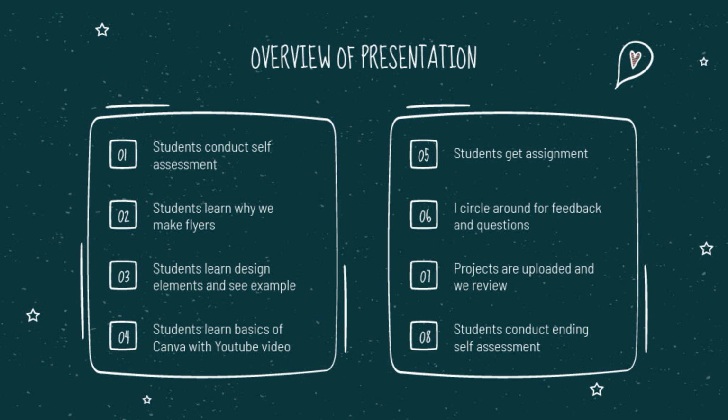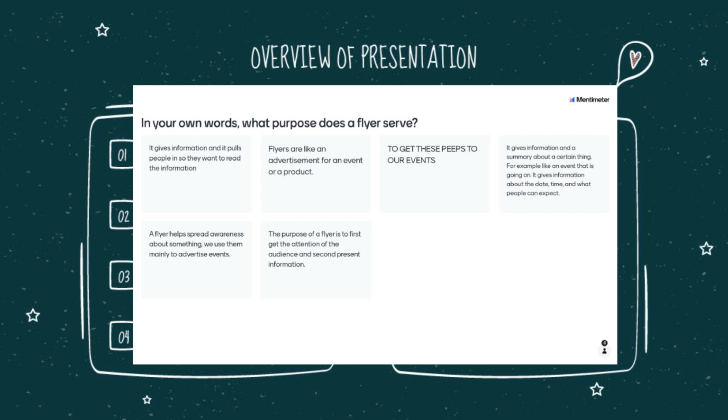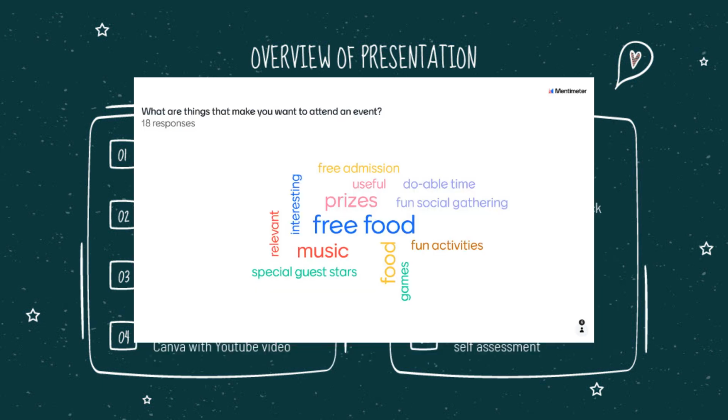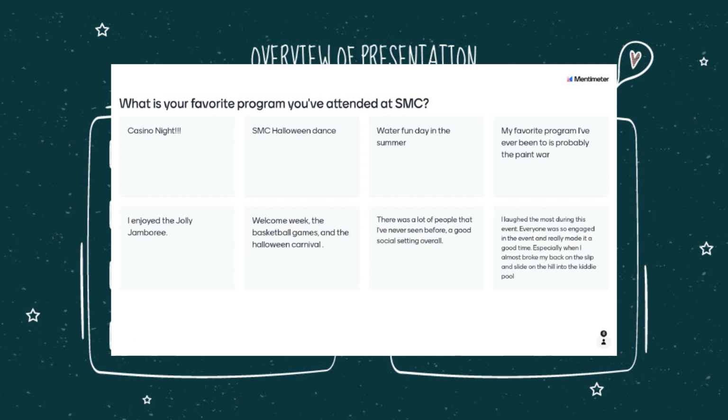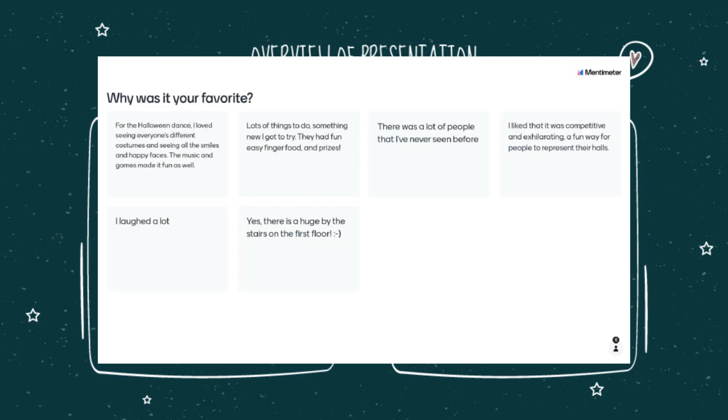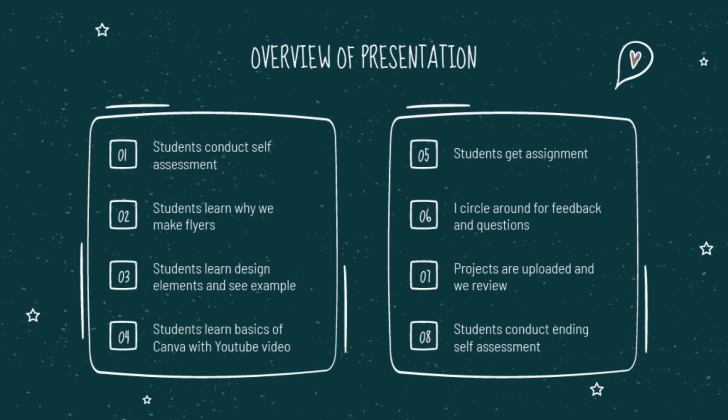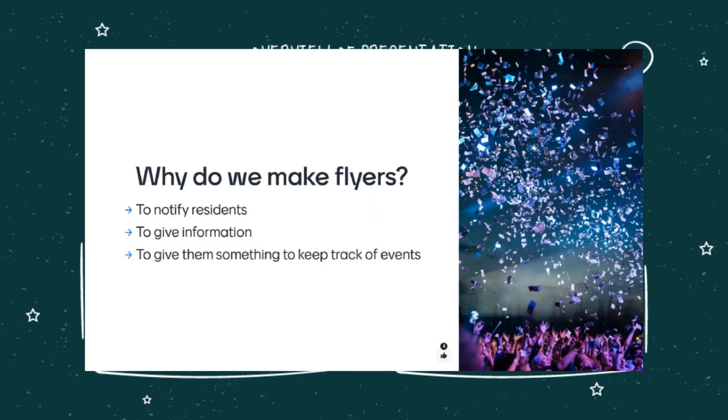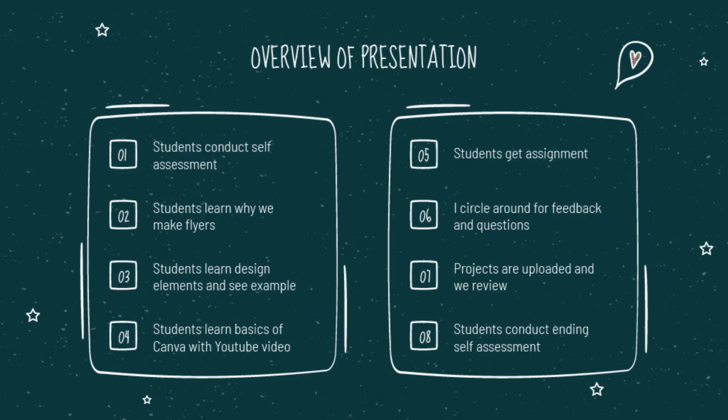So, an overview of the presentation. We started out, the students conducted a self-assessment. I asked them a couple different questions that I'll put on the screen here, kind of to get a baseline of what they knew, kind of where I needed to hit a little harder, and what baseline knowledge we all had going in. Students learned why we make flyers. I gave them the information on the purpose that they serve, so they know that it's relevant to their work.